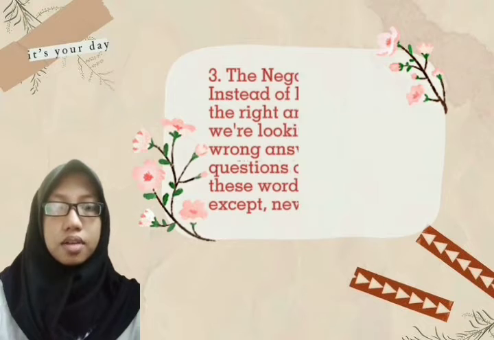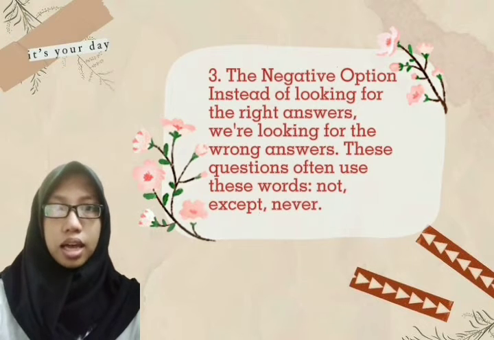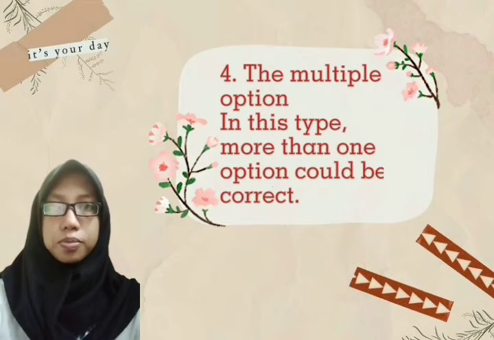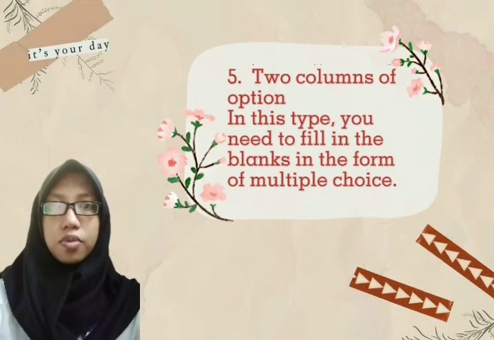Third is the negative option. In this type, instead of looking for the right answers, we are looking for the wrong answers. These questions often use words like not, except, and never. Fourth, the multiple option. In this type, more than one option could be correct. Fifth is two columns of options. In this type, you need to fill in the blanks in the form of multiple choice.